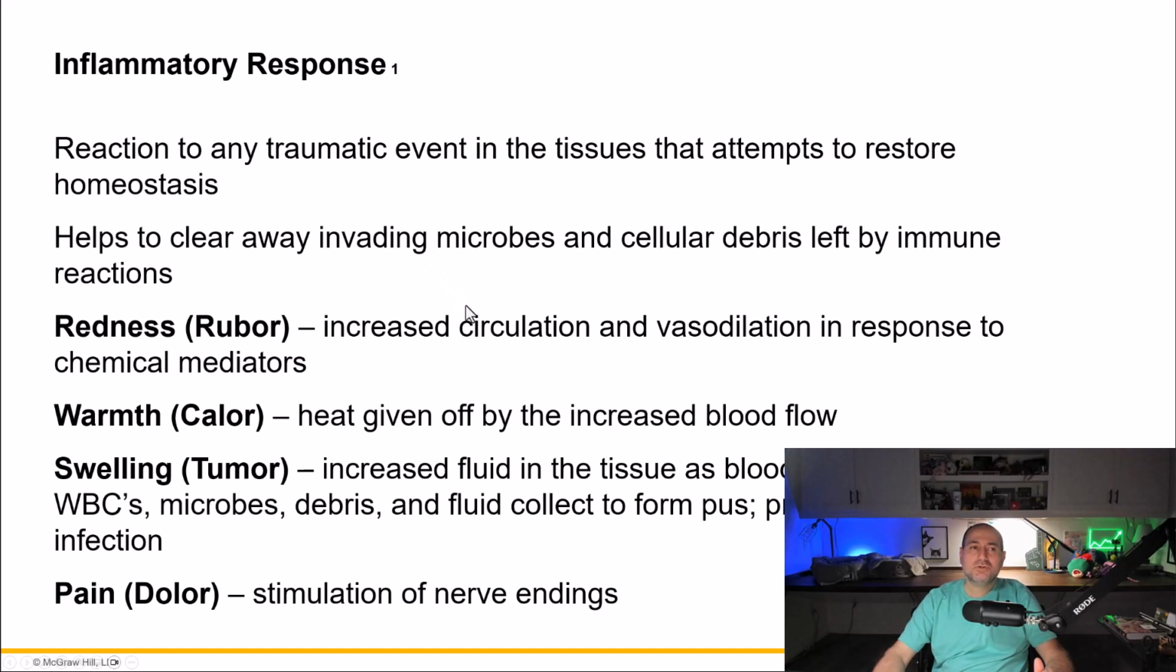And definitely know inflammatory response. Do you all remember the 4 signs or symptoms of inflammation? Redness, warmth, swelling, and pain. These are the Latin terms associated with them: redness is rubor, warmth is calor, swelling is tumor, and pain is dolor. So not only should you remember the English, but also the Latin terms, because they're still often used.